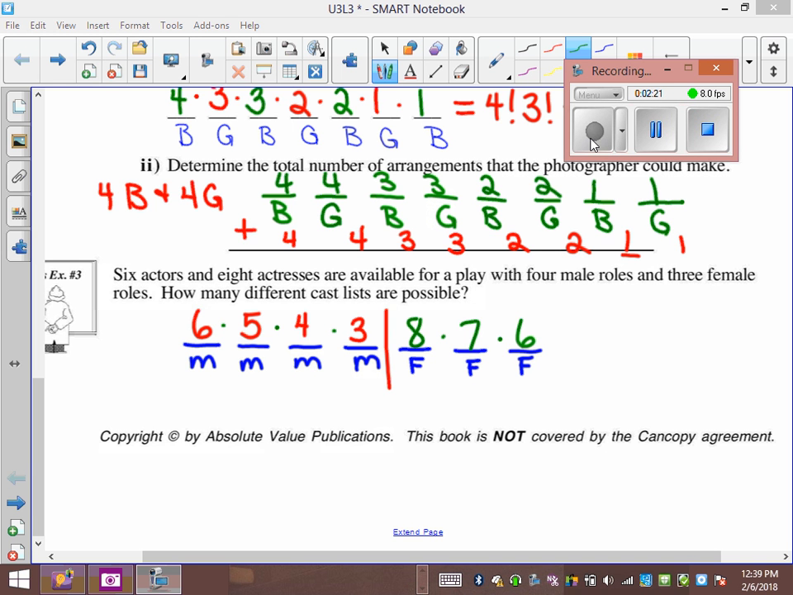If you add them, what would happen? You'd say there was an "or." And a whole bunch of people said add, so it would be "or." In order to fill this, do we need male roles and female roles, or do we need male roles or female roles? Male and female, yeah. Everyone said add. So you have to watch yourself, because everyone mouthed add. If you do 4 male roles and 3 female roles, we need both. So we're going to multiply it all together. So what? 6 times 5 times 4 times 3 times 8 times 7 times 6. Anyone get it?